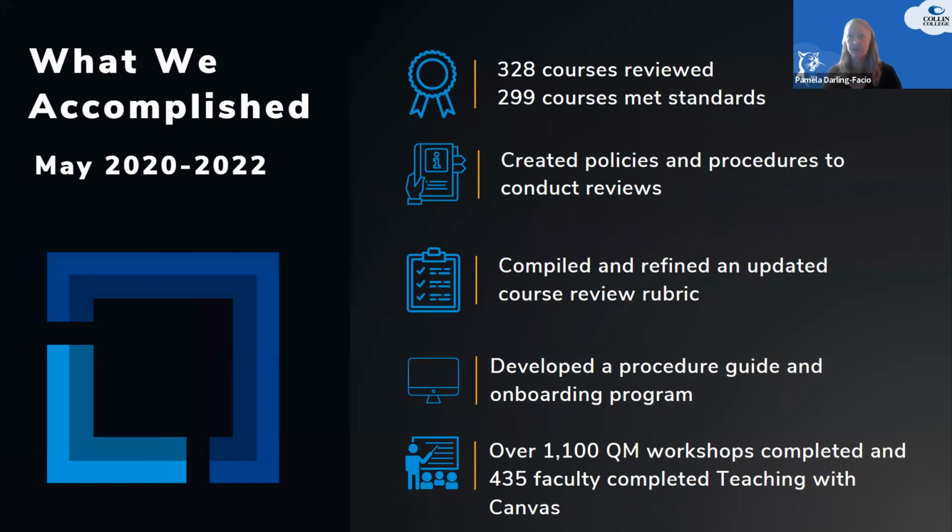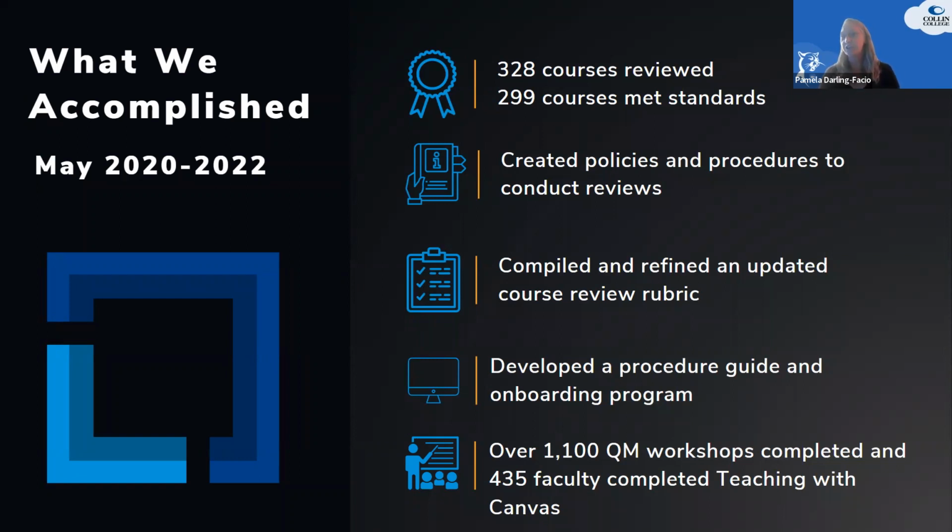They have been modified over time. We compiled and refined an updated review rubric, and we are continuing to update that. We have a new rubric coming out in fall. We developed a procedure guide and onboarding program. It's actually a Canvas course that any OAB member is in as a student. They can go back and refer to some of the information in there, but also new OAB members will go through that course and work their way through in order to become a member.